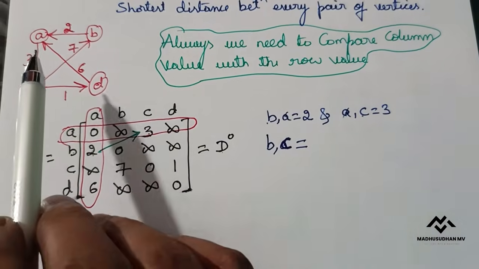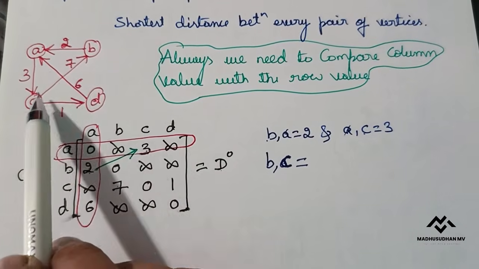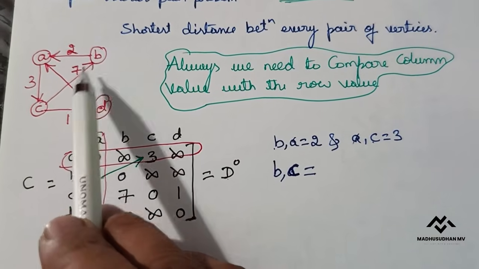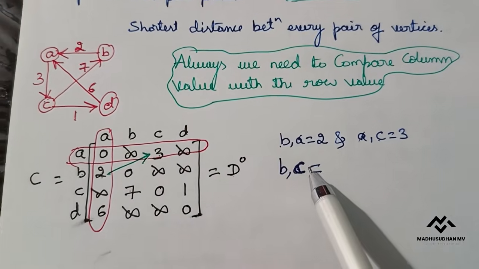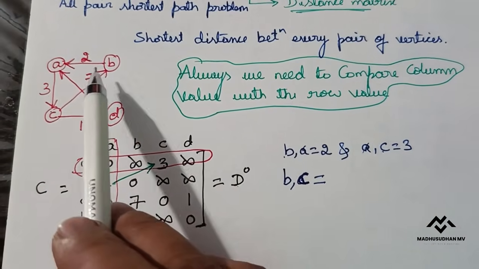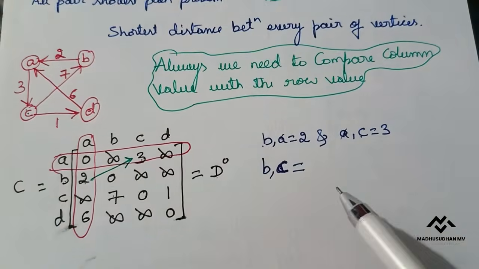But if you observe the graph, there is no direct edge from B to C. Still we can reach C from B through A. That's what we are doing now, since A is common. So I'm finding B to C.